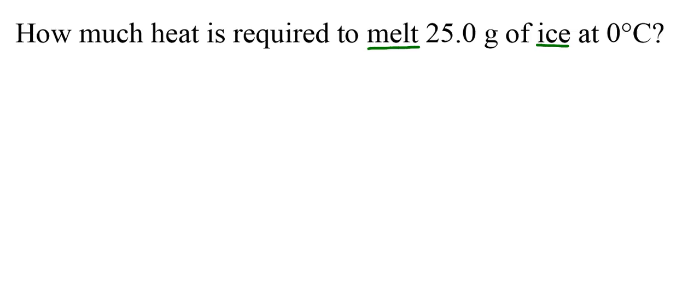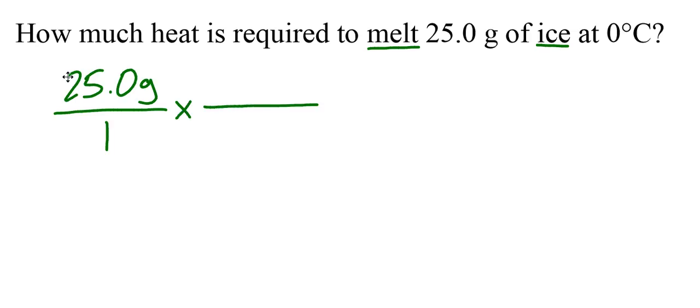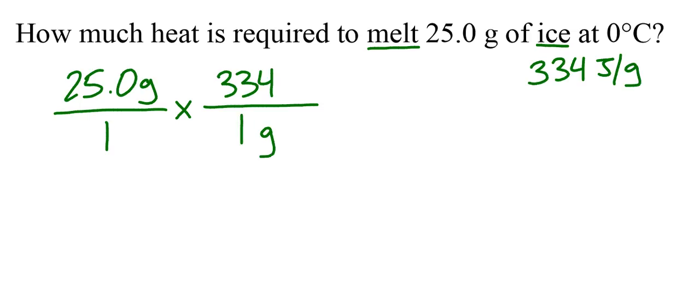So I'll start off with 25.0 grams of ice over 1, and I'm going to use dimensional analysis for this. And I know that the heat of fusion was 334 joules per gram. Right? That means 1 gram, 334 joules. And remember, whatever number you start with in the dimensional analysis problem, you should probably finish with if you're dealing with sig figs. I'm left with joules.